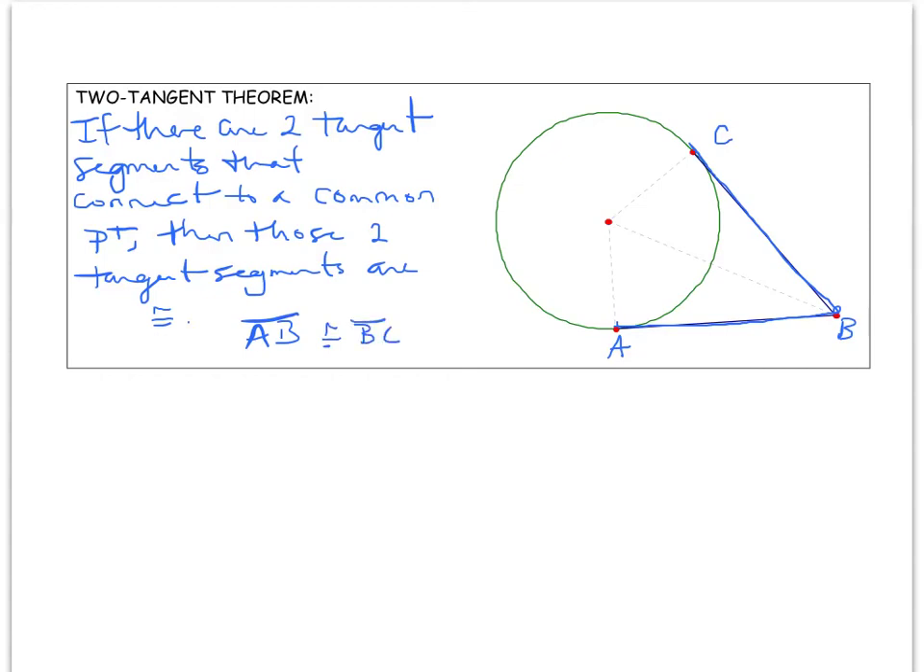And you could prove this if you want to. I'm not going to go through the whole thing, but you can imagine looking at those two triangles. Perhaps you could prove triangle AOB congruent to triangle COB. And I'll leave that exercise to you.